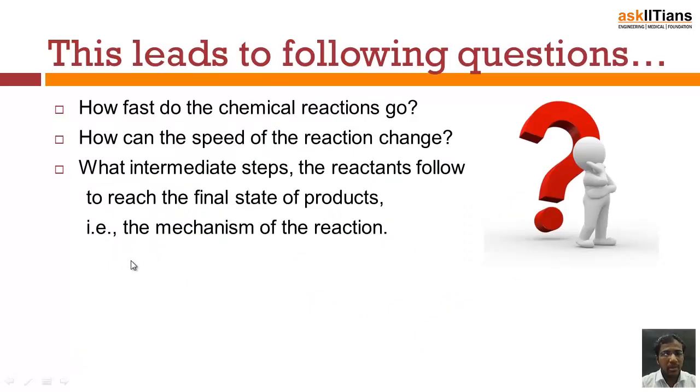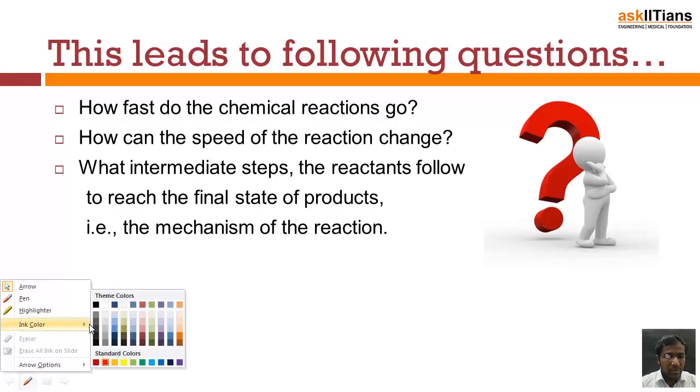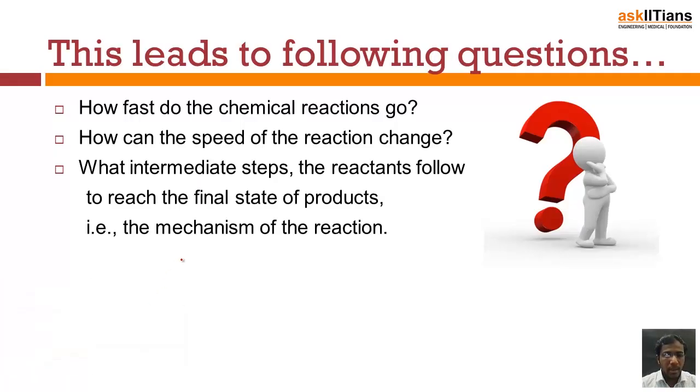What about the speed of a chemical reaction, and what are all the factors that influence the speed of the reaction? And during the reaction, the reactants are getting converted into products. So what is the mechanism, that is, what are the steps through which the reactants form the products? That is the mechanism of the reactions. All these are the questions that we have in our mind about chemical reactions. So let's find the answers for all these questions.